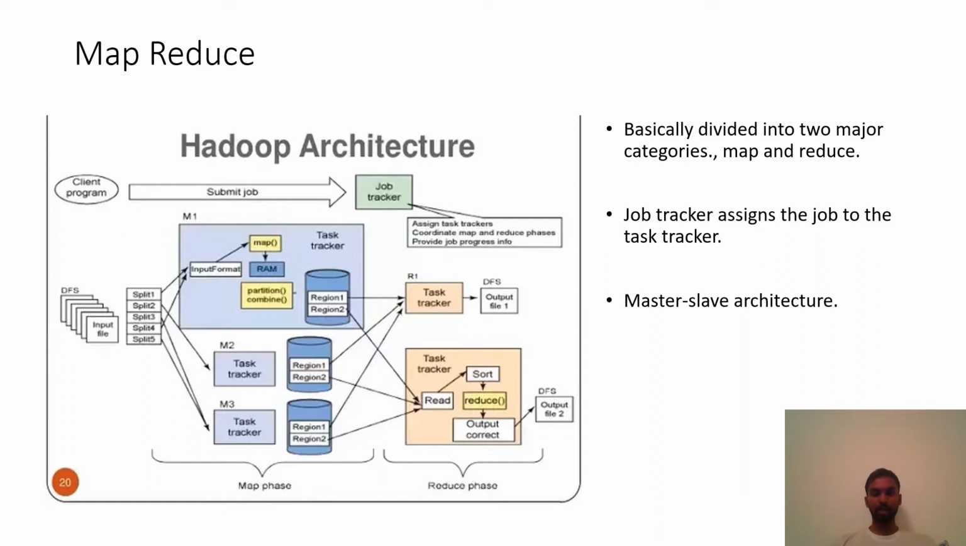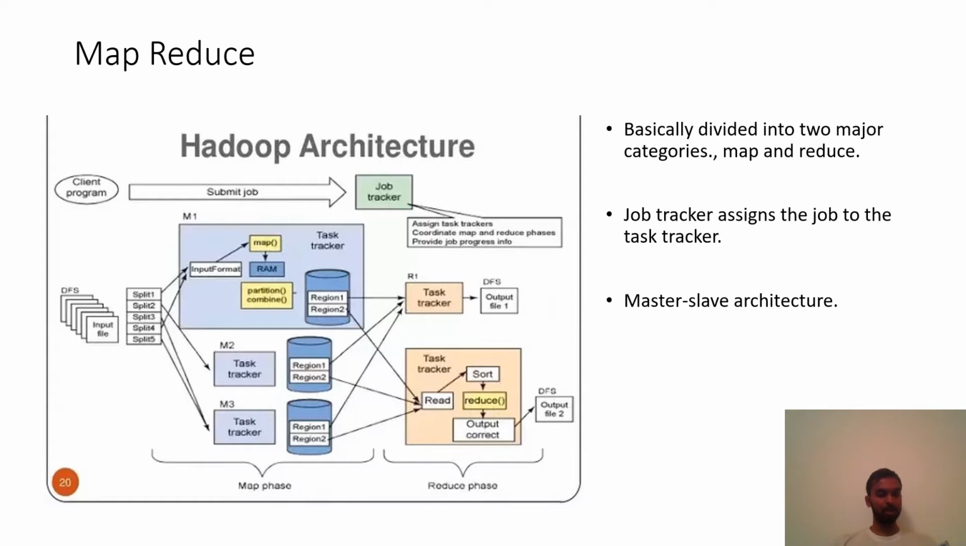The job tracker assigns the job to the task tracker, and this follows a master slave architecture. When a client program submits a job, it is the task of the job tracker to give the job to the task tracker, along with information about the location, where the data has to be stored, and the key of the data. This is the map phase, where the data is mapped at different locations.